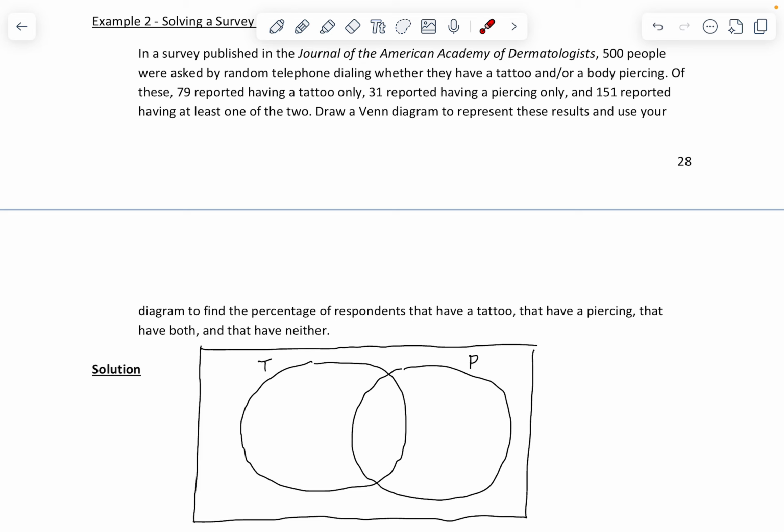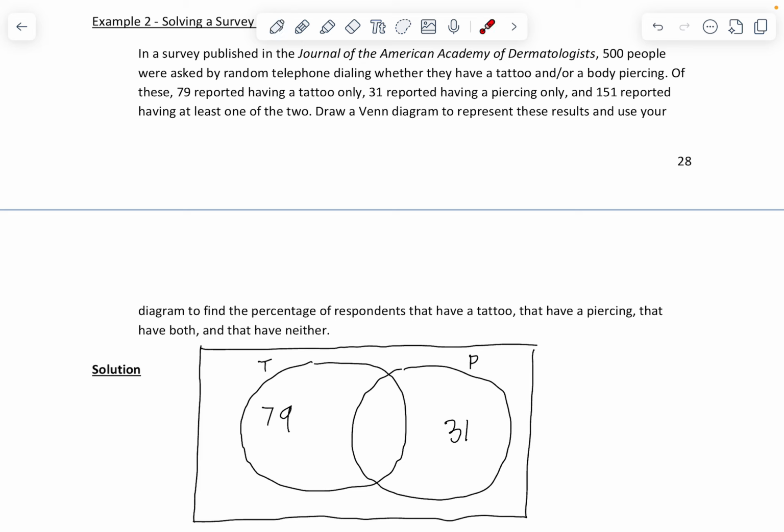So what is given? Well, let's see. What is the 79 number? It says 79 reported having a tattoo only. So tattoo only means they had a tattoo, but they did not have a piercing. So that is the number that goes right here, inside the T circle, but outside the P circle. 31 reported having a piercing only, so that number has to go right here, inside the circle labeled P, but outside the circle labeled T.